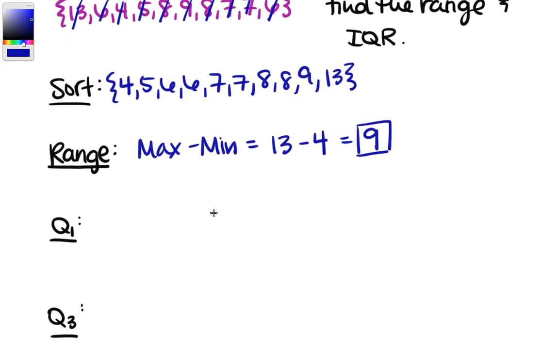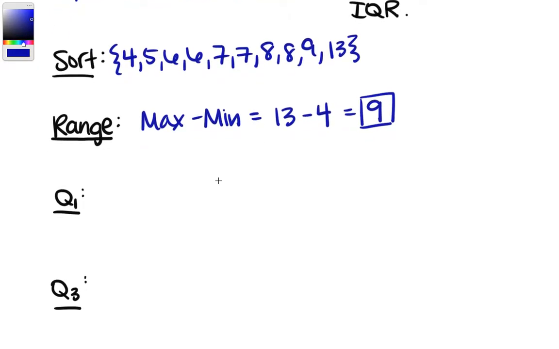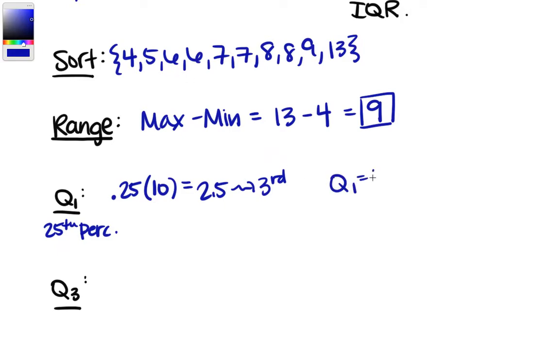And then we want to go ahead and find interquartile range, but before we can find it, we need to actually find the quartiles. So Q1, remember, is the 25th percentile. To find the locator, we do 0.25 times the total number of data points. We've got 10 in our list. That's 2.5, but we can't just take the 2.5th number in the list. So we round up to the third number, which is 6. So Q1 is equal to 6.